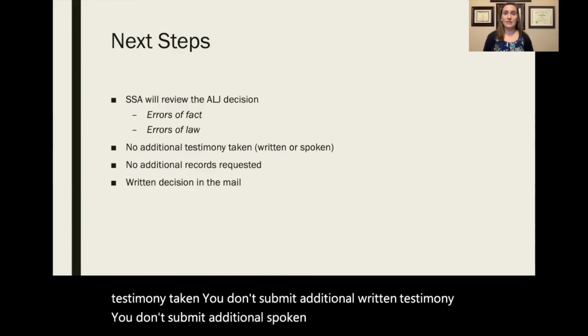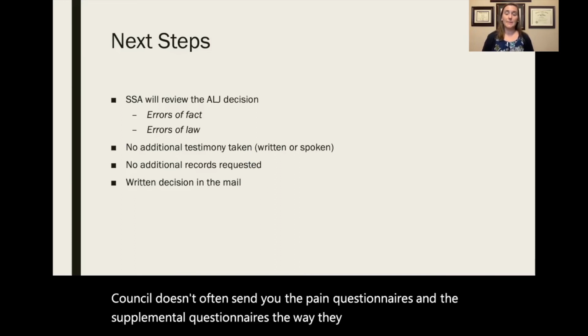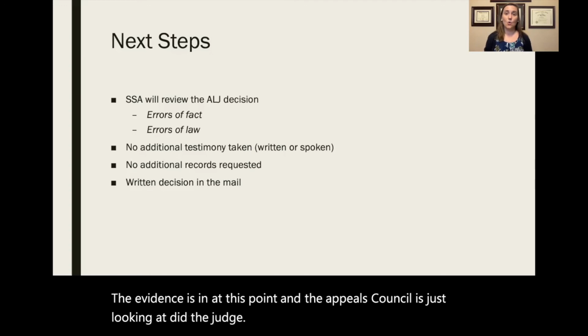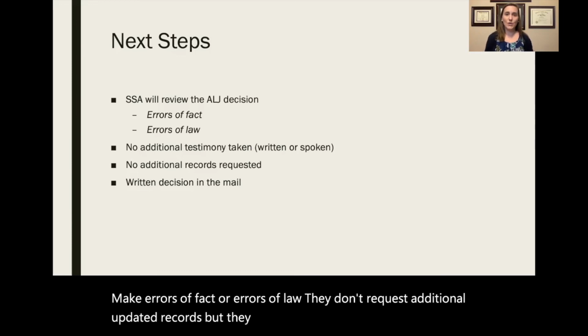The Appeals Council doesn't often send you the pain questionnaires and the supplemental questionnaires the way they do at the initial levels. The evidence is in at this point, and the Appeals Council is just looking at, did the judge make errors of fact or errors of law? They don't request additional updated records, but they will, similar to all the other stages, send the written decision in the mail.